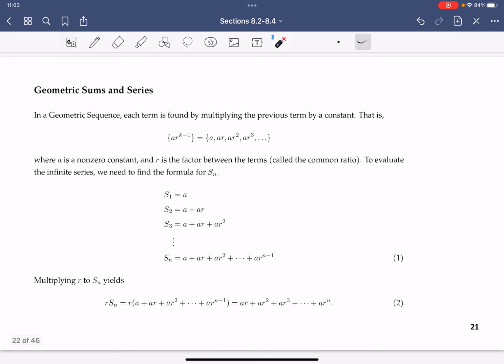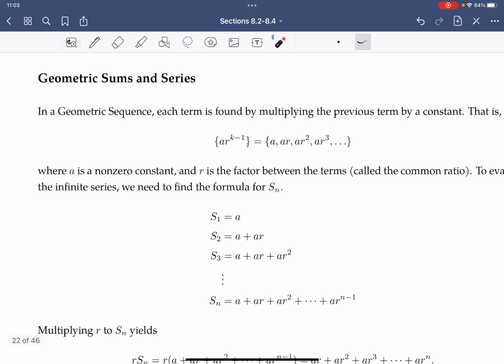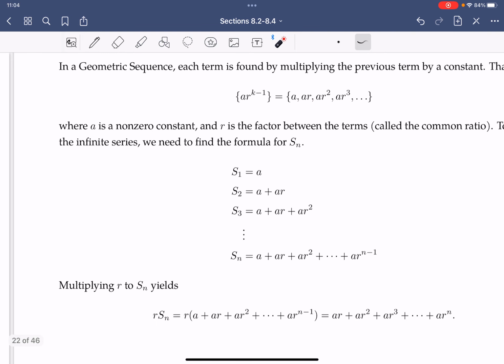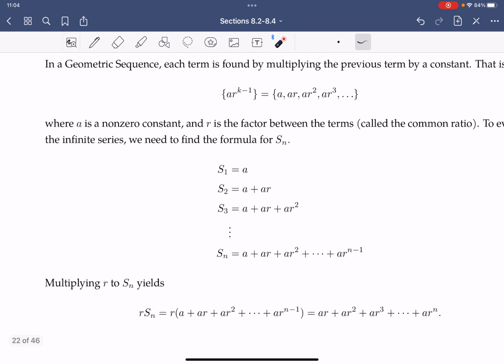Okay. Let's take a look at geometric sums and series. This is the first tool that we're going to have for this class. Sometimes you see a sequence that comes as a times r to the k minus 1. The sequence is going to be a, then ar, then ar squared, then ar cubed, and so on. If you see a pattern like this, you can use the geometric sum to help you compute the limit of the series.